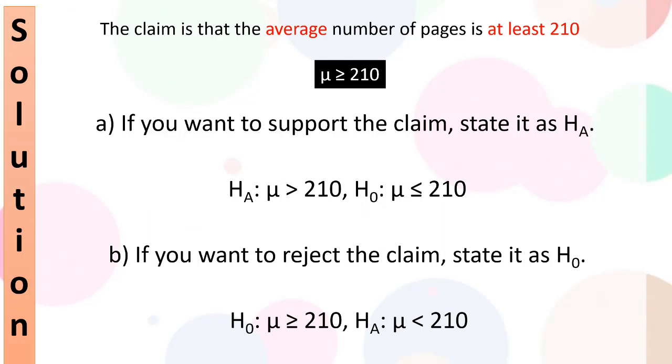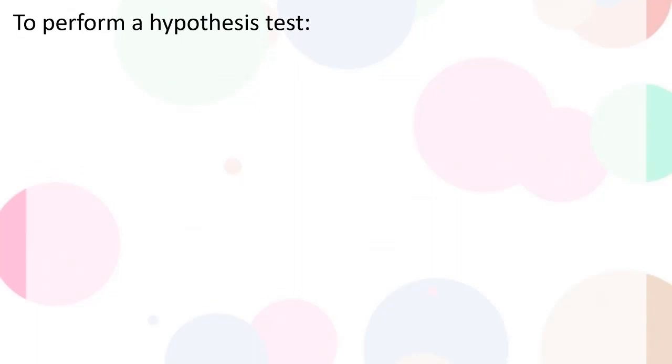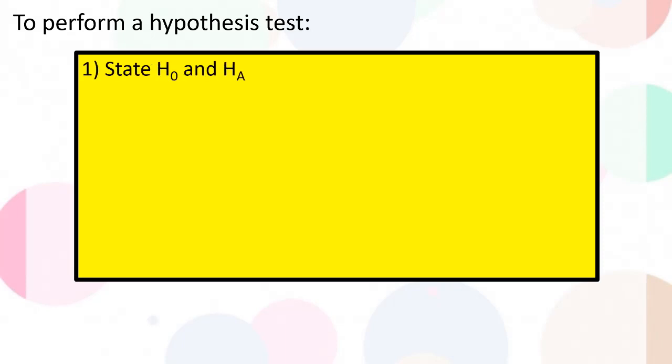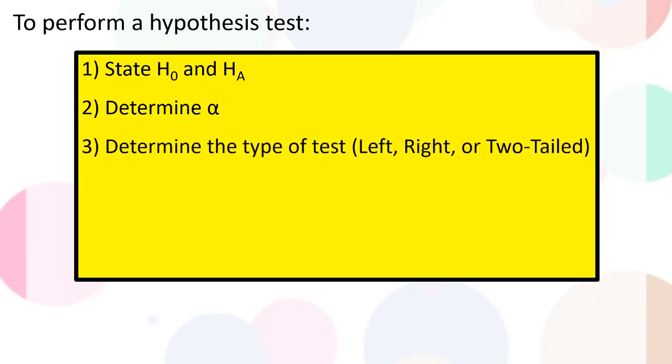Let's kind of summarize the way a hypothesis test would look. To perform a hypothesis test, you need to know your statistical hypotheses. So you're going to always state your H0 and your HA. Then you're going to determine your alpha, your level of significance. What is the maximum allowable probability of making a type 1 error? Then you need to know what kind of a test you're doing. Is it a left-tailed test, a right-tailed test, or a two-tailed test?